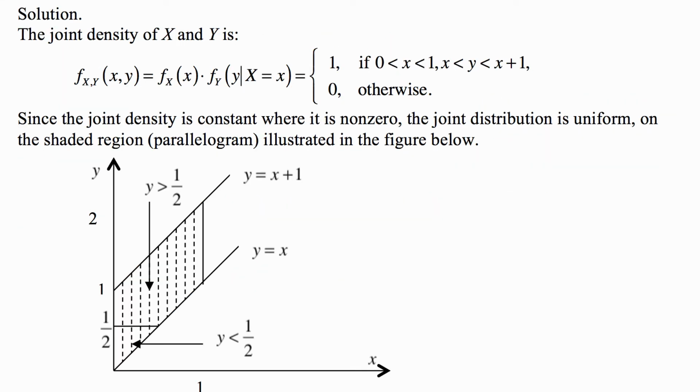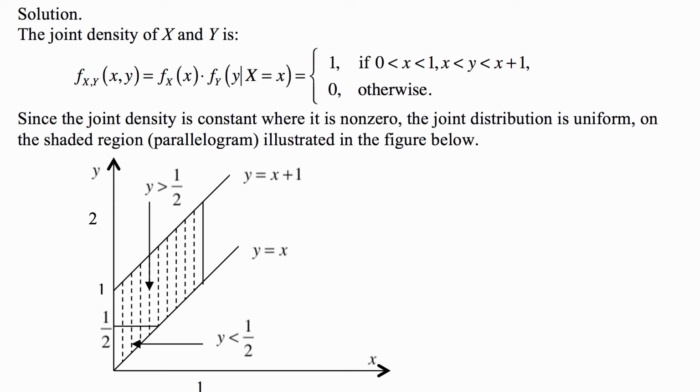Well, the joint density of x and y is f sub x of x times f sub y of y given that X is equal to x, and that's equal to 1 if x is between 0 and 1 and y is between x and x plus 1, and 0 otherwise. So the joint density is constant, which indicates uniform distribution. But where? Well, in that region where the density is constant and equal to 1, which is the region marked with dotted lines here. X is between 0 and 1 in that region, and y is between x and x plus 1, so between these two parallel lines.